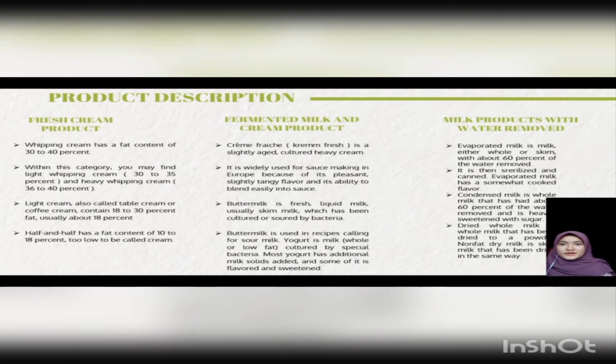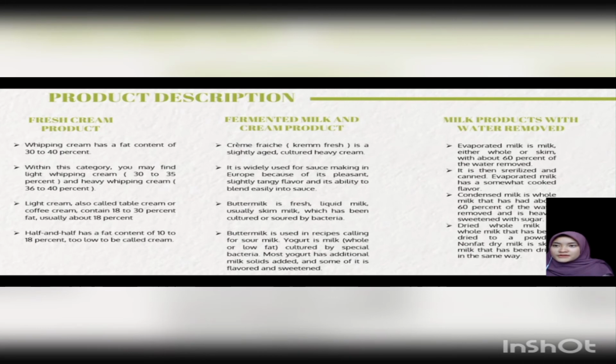Third, fresh cream products. Whipping cream has a fat content of 30 to 40%. Within this category, you may find light whipping cream, 30 to 35%, and heavy whipping cream, 36 to 40%. Light cream, also called table cream or coffee cream, contains 18 to 30% fat, usually about 20%. Half and half has a fat content of 10 to 18%, too low to be called cream.